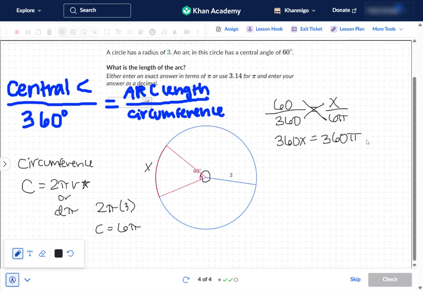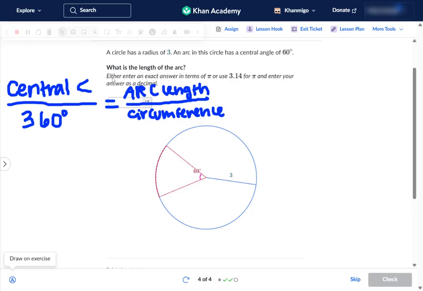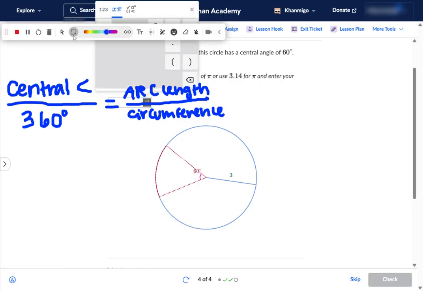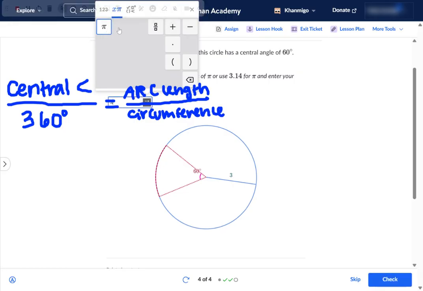Let me just double check that. That looks right, but can never be too sure. 60 times 6, yep. We need to get x by itself, so we divide both sides by 360. That's pretty cool. x is just equal to pi. About 3.14, but we can use pi as our symbol.